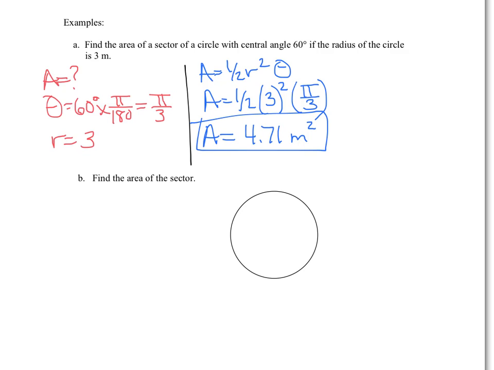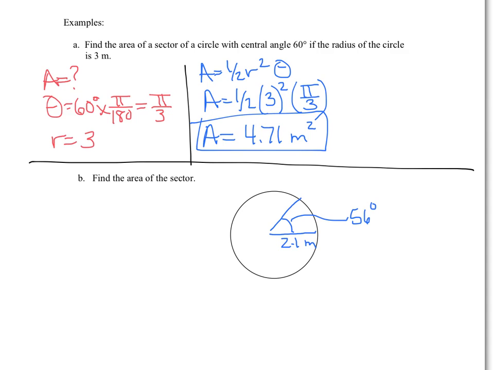Now with this second problem, it's again asking us to find the area of the sector. Now you're supposed to have information in the circle, but I simply forgot to put it in, so let's go ahead and add it right now. So the radius is going to be 2.1 meters. Then you have an angle that's being formed. Let's say that's 56 degrees. So again, let's go ahead and rewrite all our given information.